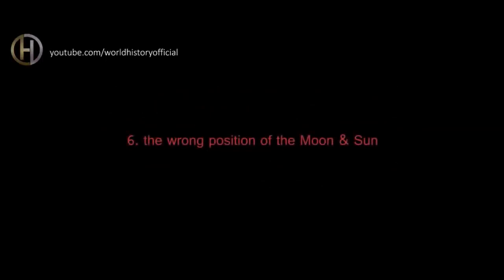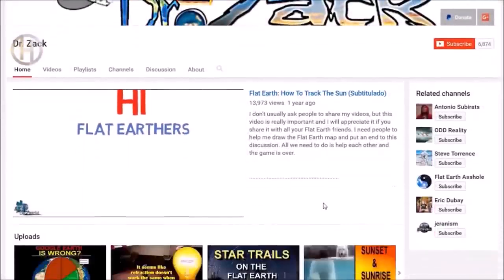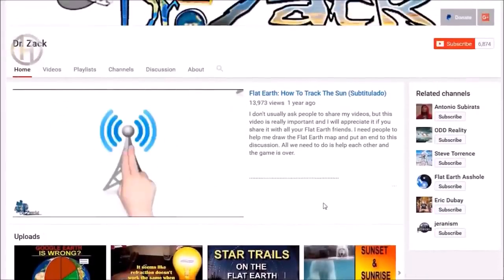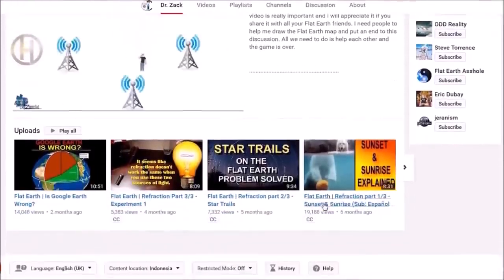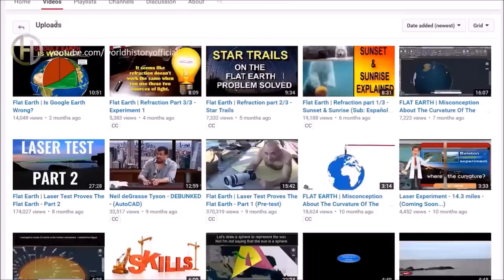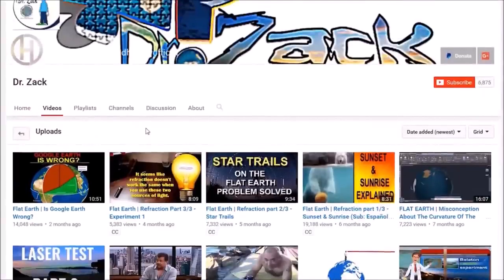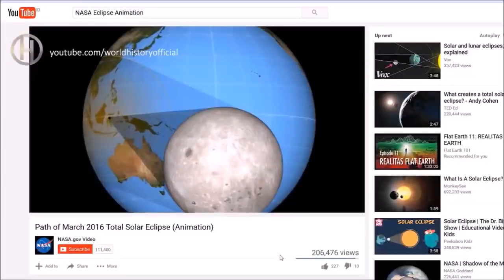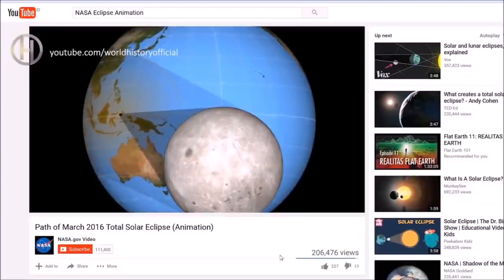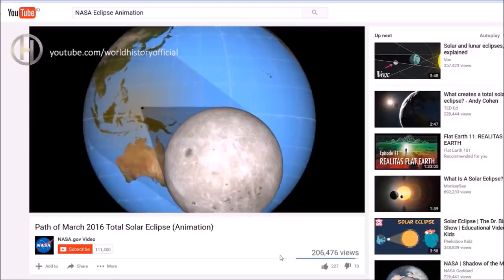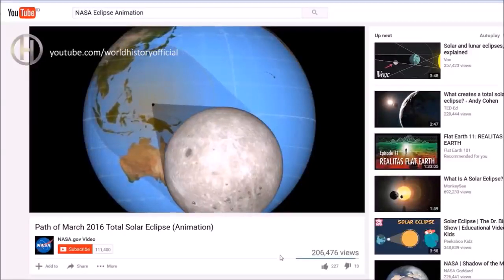6. The wrong position of the moon and sun. Recently Dr. Zach, one of Flat Earth's brightest and boldest researchers, published the results of a software calculation showing that the eclipse of August 21, 2017 is not possible if you use the heliocentric assumption. In the NASA eclipse animation, without the scale of the distance, diameter and speed of the heliocentric version, there is no shadow tapered like that. It has been forced to match.